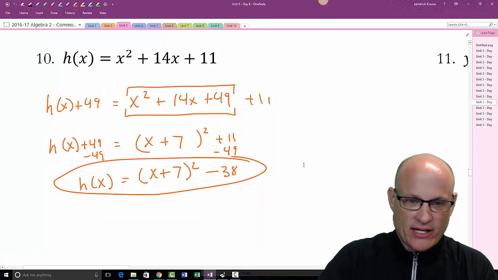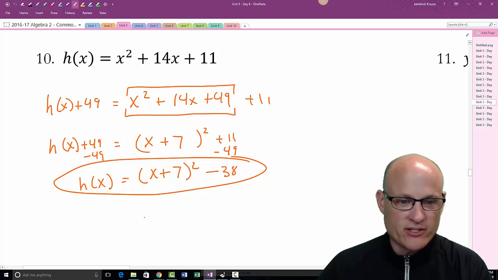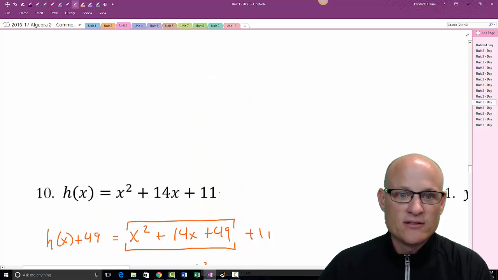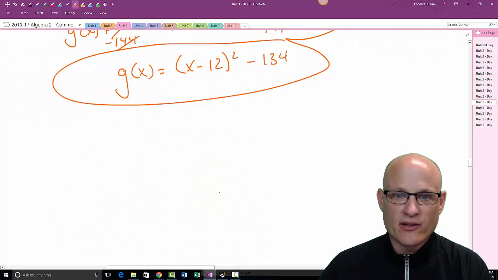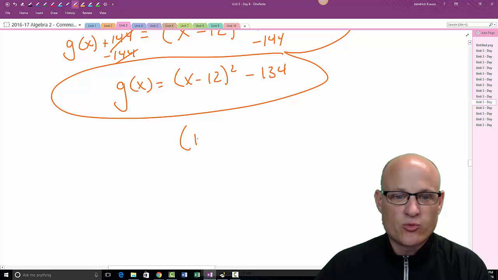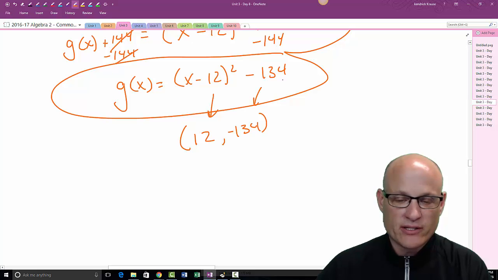Okay, that'll be the last time I check it. I forgot to tell you the vertex on each of these. This one is negative 7, negative 38. Did I do it on this one? I did it on this one, but I don't think I did it on this one. This one, the vertex is 12, comma, negative 134. Remember, this comes out opposite. This is what it is.